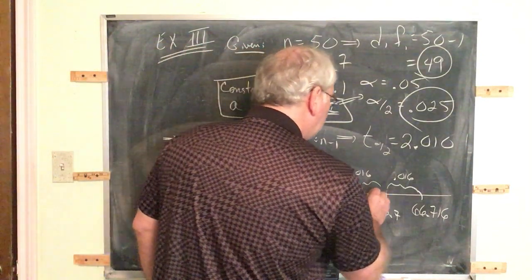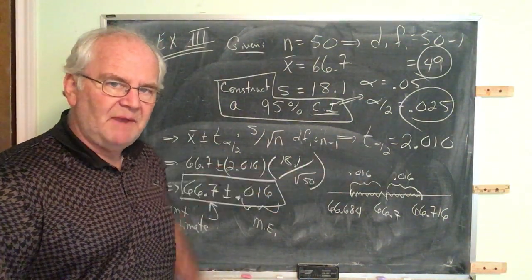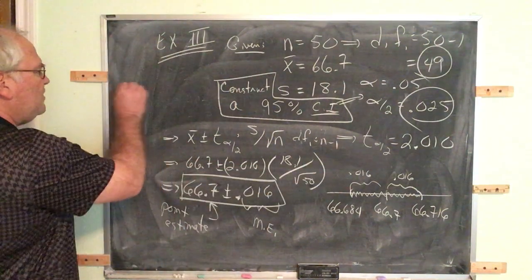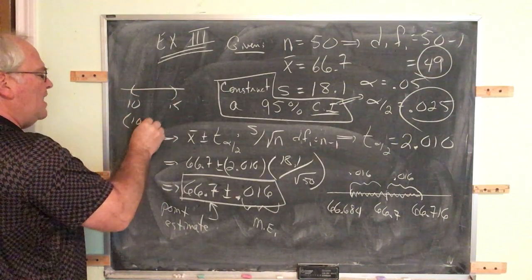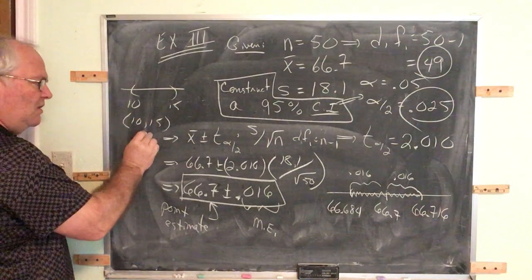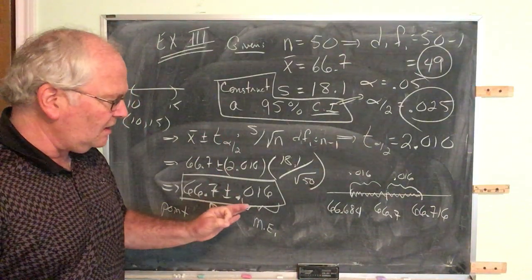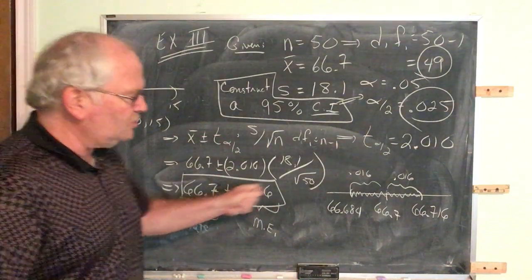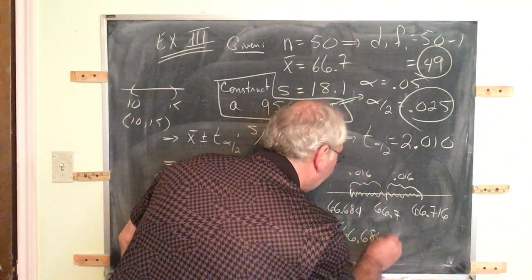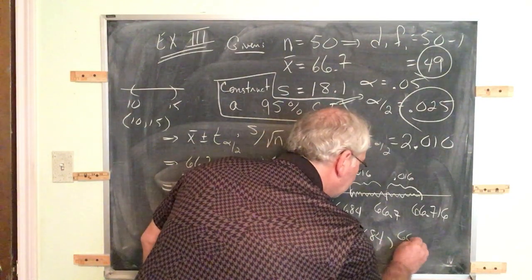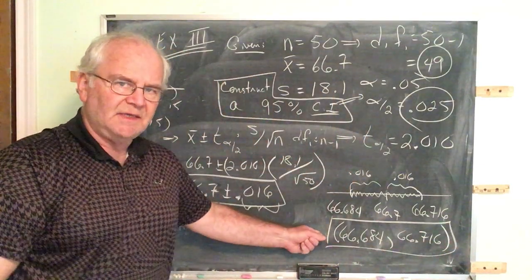This is an interval of the number line, just like your glory days way back in basic algebra. Recall, if this is 10 and this is 15, then you may write this as the interval from 10 to 15. This is interval notation. We may do the same thing here. In fact, the textbook will typically not write this. The textbook will translate into this and write 66.684, comma, 66.716.